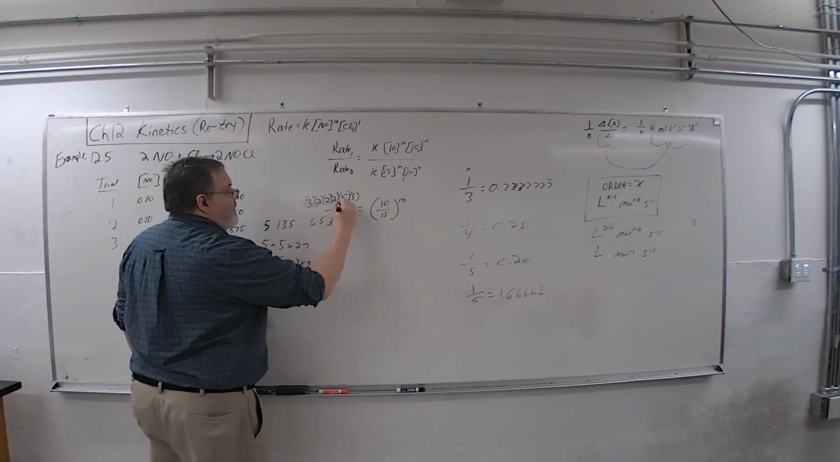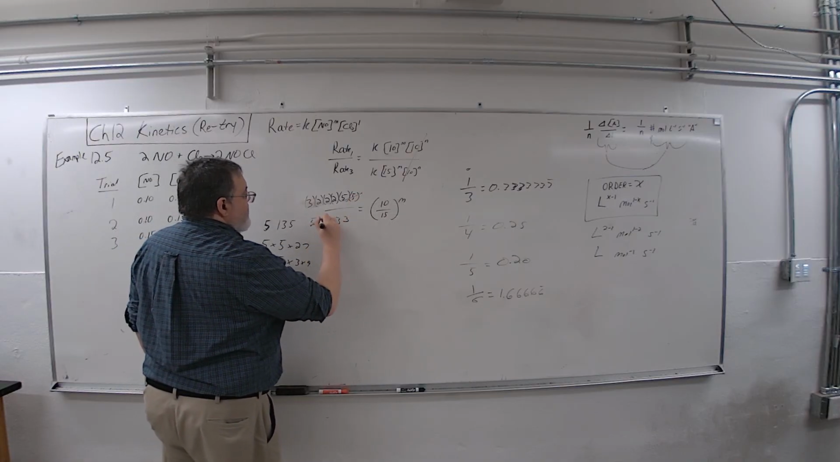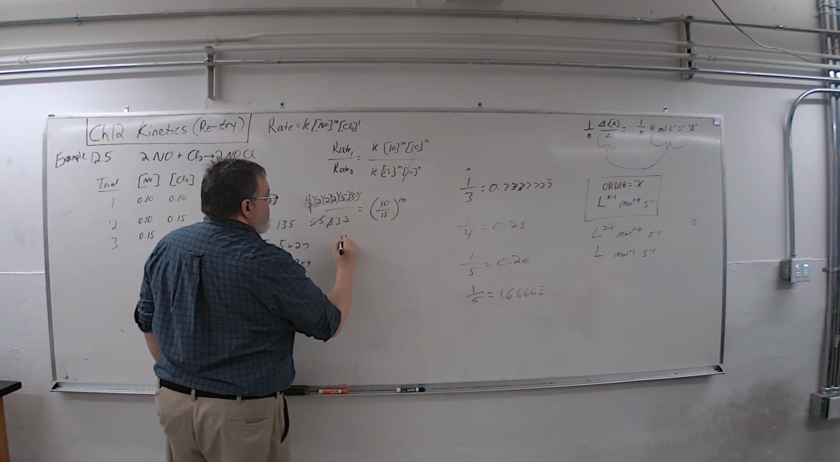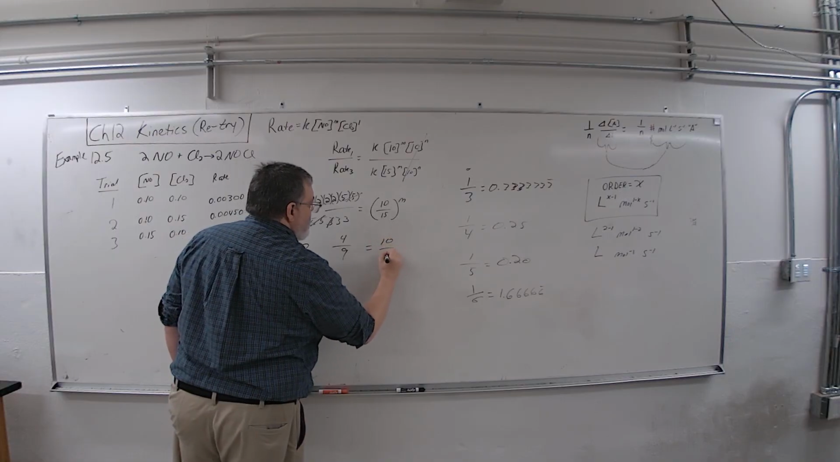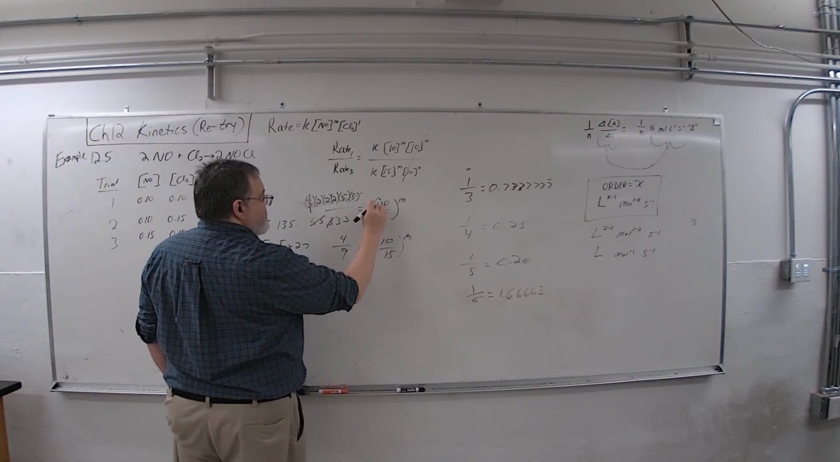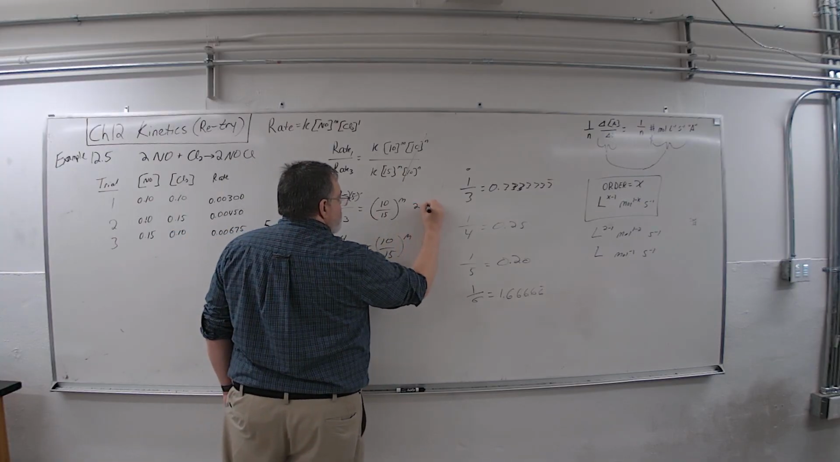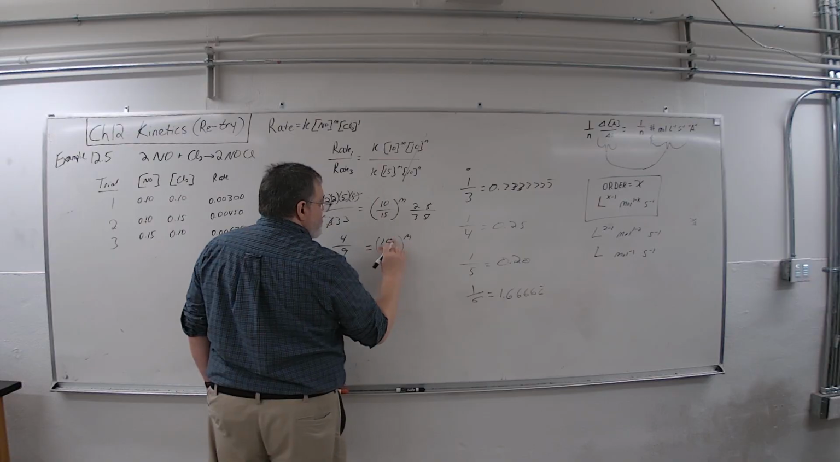Now the 5's cancel. One of the 3's cancels. 2 times 2 is 4, 3 times 3 is 9. And if we reduce that, we get 2 over 3. Like 10 is 2 times 5, and 15 is 3 times 5. The 5 cancels.